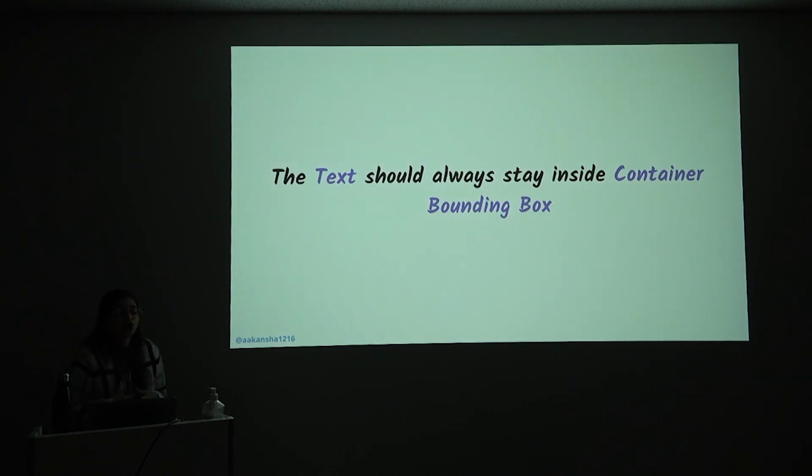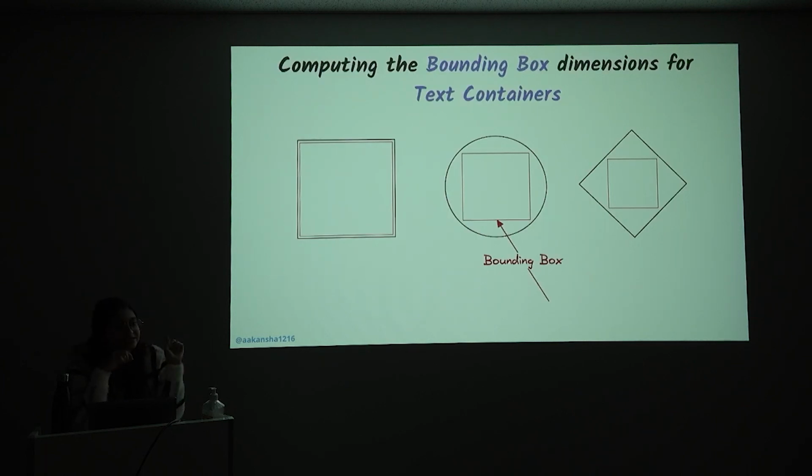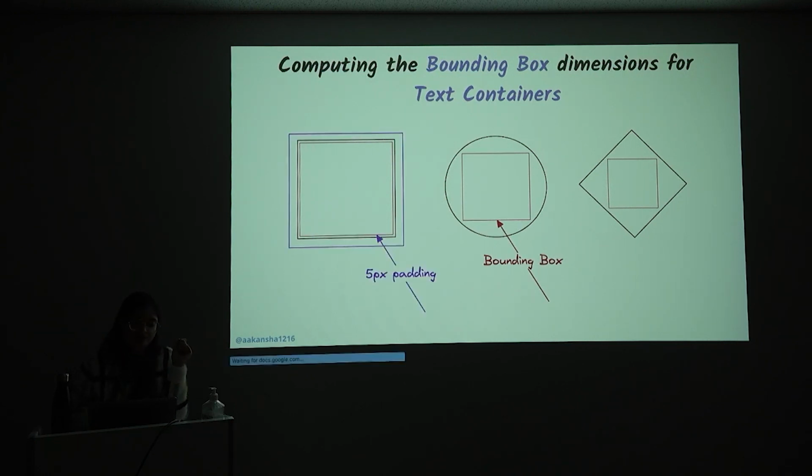The text should always stay inside the container bounding box. Now what exactly is the container bounding box? That is something which we first need to understand. You can see this red outline, that is the bounding box. Every shape has its own bounding box, and this can get complex with shapes. So for the scope of this talk, I'll keep it limited to the bounding box of a rectangle, which is just a 5 pixel padding. And we need to make sure that the text never goes out of the container bounding box.